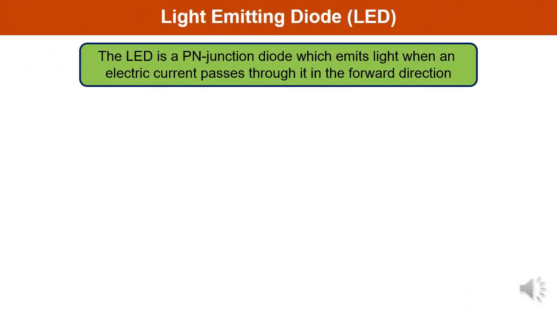See, the LED is a type of PN junction diode which emits light when forward biased, and it is known as a light emitting diode, and the abbreviation is what? LED. So here the amount of light at the output is directly proportional to the forward current. It means higher the forward current, higher the light output.